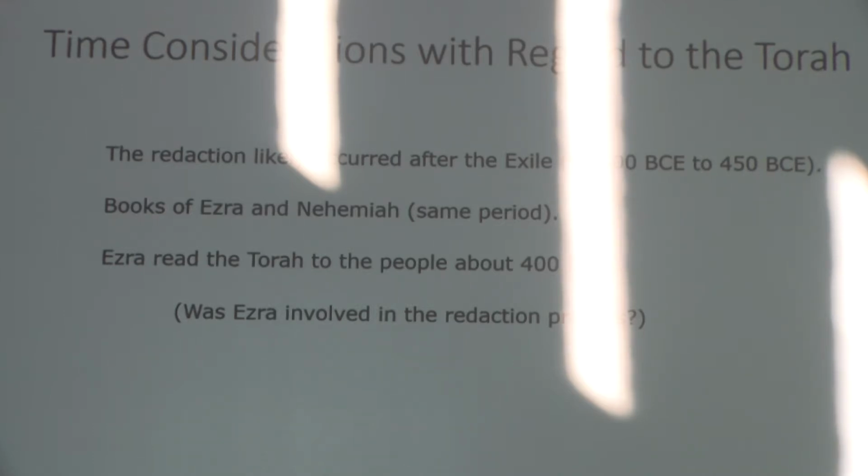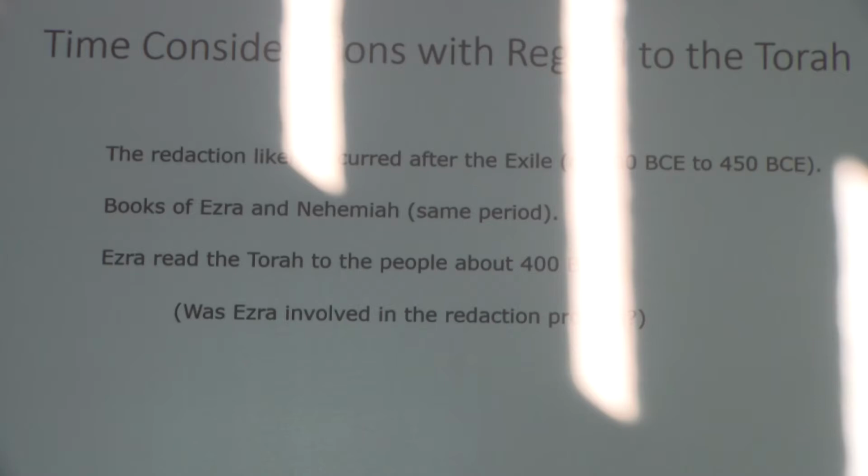We read about the fact that this redaction had occurred because in the books of Ezra and Nehemiah, which cover that period of Jewish history, they talk about the Torah. They talk about the fact that Ezra actually read the Torah to the people at 400 BC. So by 400 BC, the Torah, the 5 books, were a unit already that was available for people to be able to read and learn about their history.